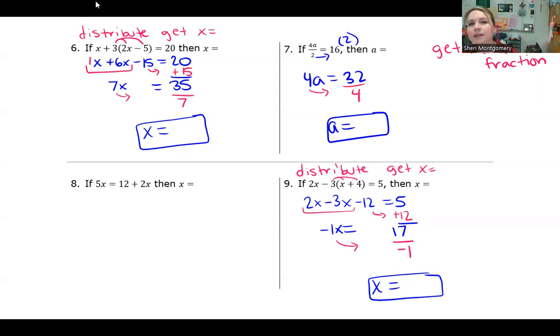Another way you could have done that is by reducing this fraction first. 4 divided by 2 is 2. So you're really just doing 16 divided by 2. How'd I get 12 on what? So when you distribute, it's -3 times x, so you get -3x, and -3 times 4, so you get -12.